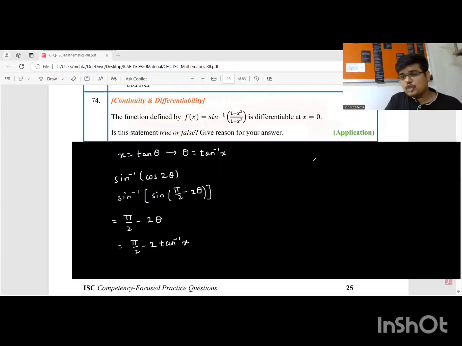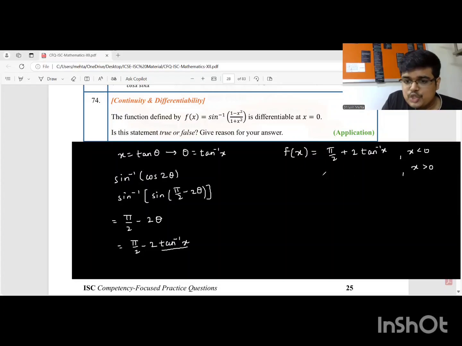Now, students, when we say differentiable at x equal to 0, to check for differentiability, we'll have to check left-hand derivative and right-hand derivative, which means we need to redefine this function. For left-hand derivative, we'll consider x less than 0. For right-hand derivative, we'll consider x greater than 0. Do you understand, students? For x less than 0, the values of x are negative. When we take negative values of x, tan inverse of minus x will become minus tan inverse x. And therefore, this function will be pi by 2 plus 2 tan inverse x. For the right-hand derivative, it is going to be pi by 2 minus 2 tan inverse x because x is positive. Now, students, we'll take the derivative.